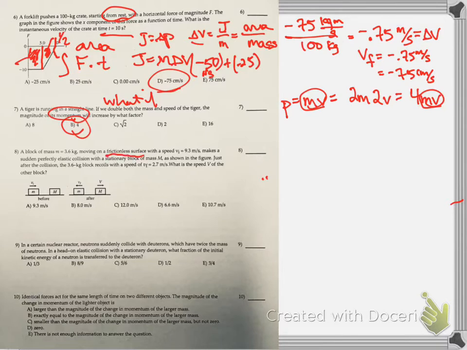Block of mass m equals 3.6 kilograms on a frictionless surface with a v initial of 9.3 makes it a perfectly elastic collision. That's helpful because it gives us that extra set of equations. It collides with another block of mass capital M, you can see it in the picture. Just after the collision, the 3.6 kilogram block recoils with a speed of 2.7. The word recoils is important because that's the opposite direction, so you better think negative sign. What is speed v of the other block?